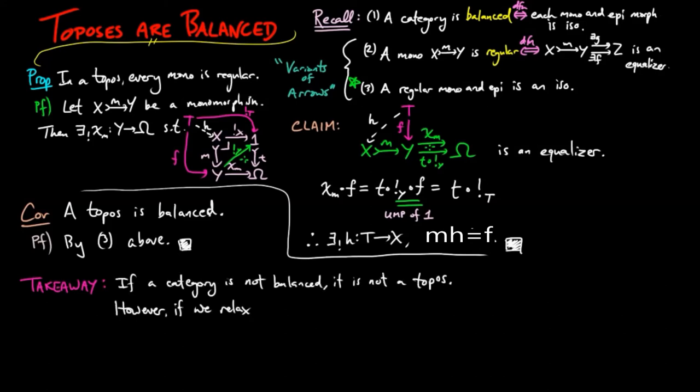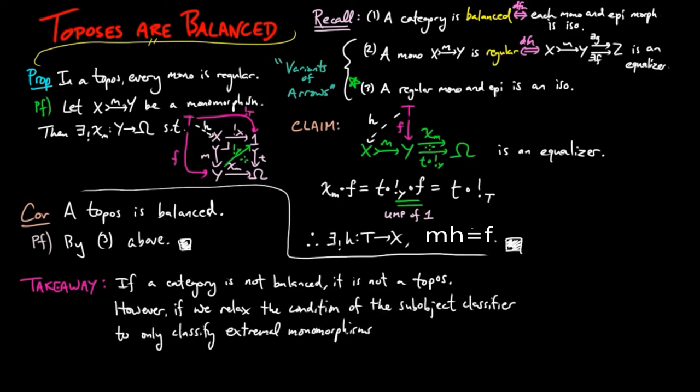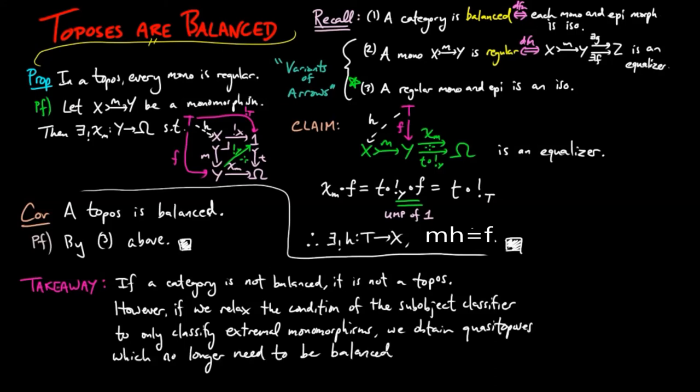However, if we relax the condition of the subobject classifier to only classify extremal monomorphisms, we obtain the notion of a quasi-topos, which no longer needs to be balanced, and includes many interesting examples relevant to topology and other kinds of categories of relational structures, and we will discuss these in a subsequent video.